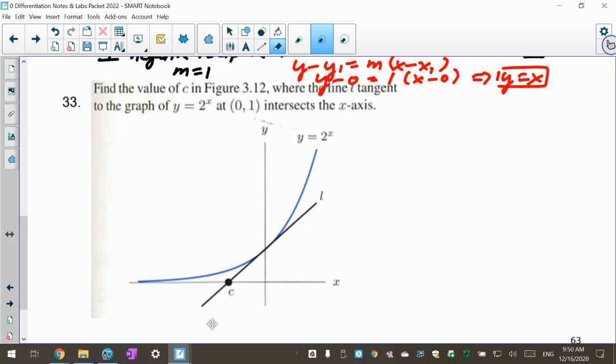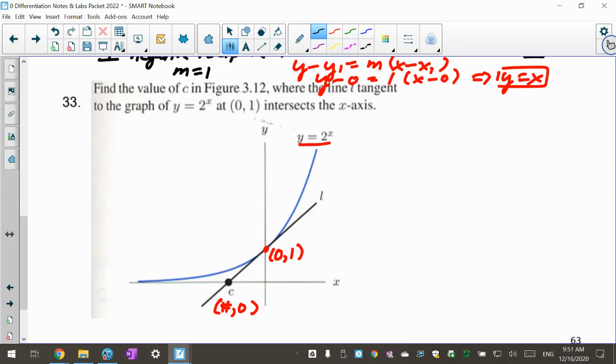So first of all, what I have going on here is this graph, y equals 2 to the x. It says find the value of c in this figure, where the line tangent to the graph of y equals 2 to the x at (0, 1) intersects the x-axis. So the point (0, 1) is right here, and here, c is a number on the x-axis, and it looks like it's to the left of 0. I'm not for sure, but it looks like it's going to be a negative answer. So let's go step by step on how to solve this.